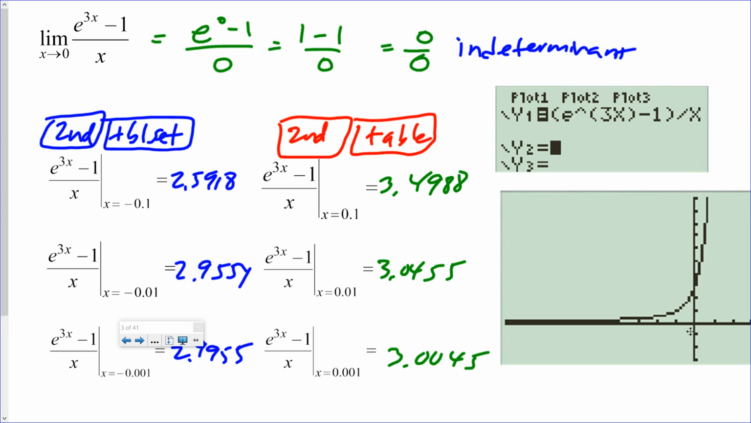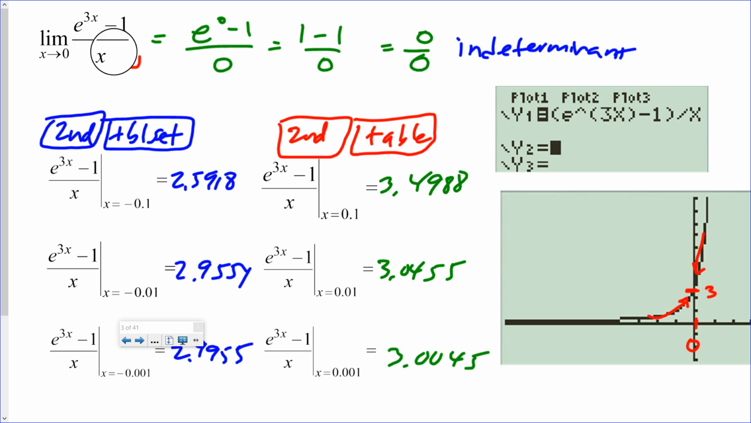If you put this into your calculator and look at the limit, remember the limit is really just the y value of this as x approaches 0. In my calculator, as x approaches 0 from the left, and as x approaches 0 from the right, it approaches this y value, and I'm just going to let you know the answer is 3. And I'm going to teach you a new method to figure out how to do this problem.